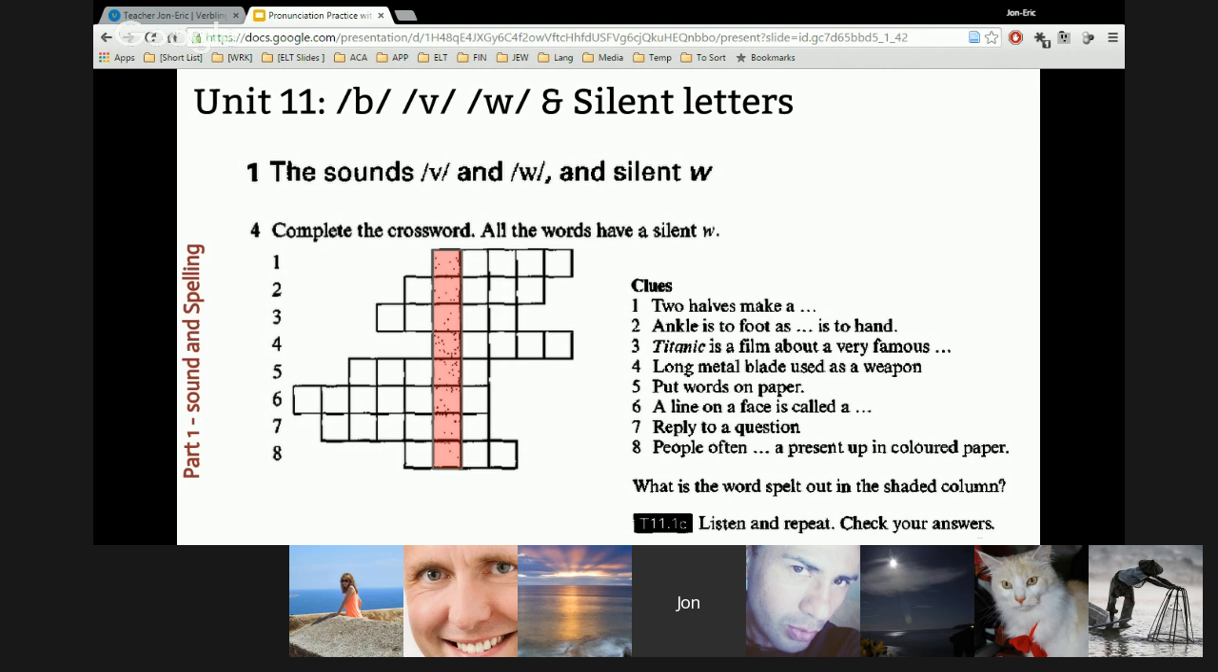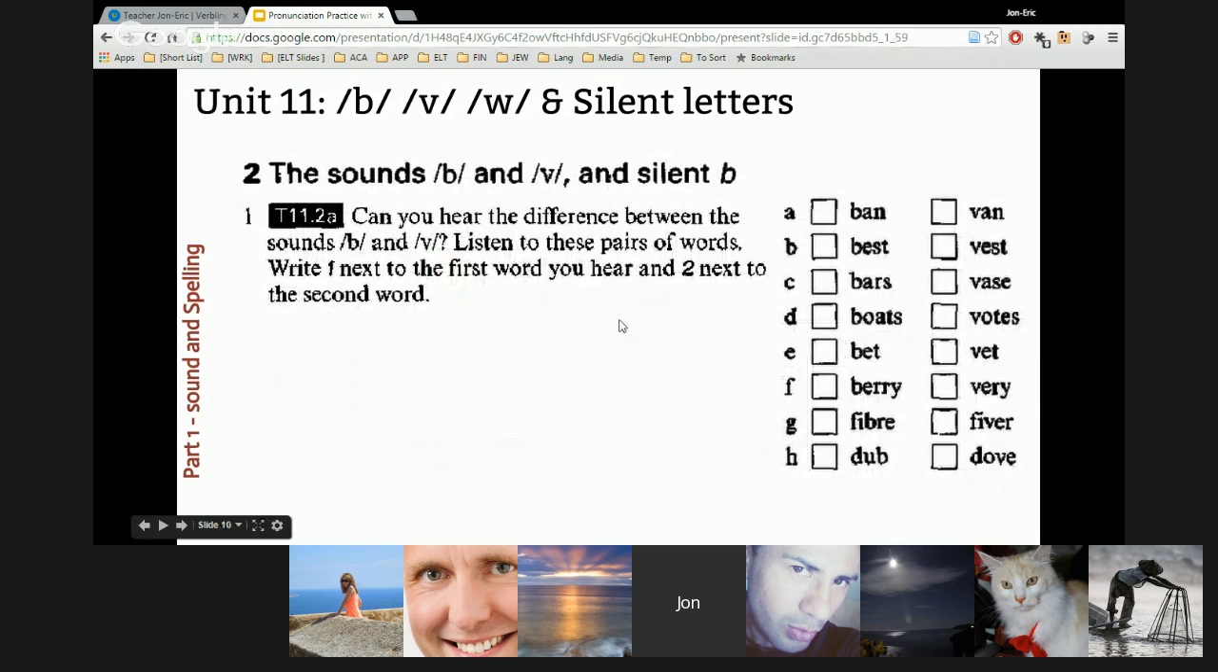Any questions about these silent letters before we move on? Any questions? Going once? Going twice? No? Okay. Take a look at this, everyone. Can you hear the difference between the sounds B and V? Listen to these pairs of words. It says to write one. I don't want you to write. I want you to say. Say one next to the first word and say two next to the second word.